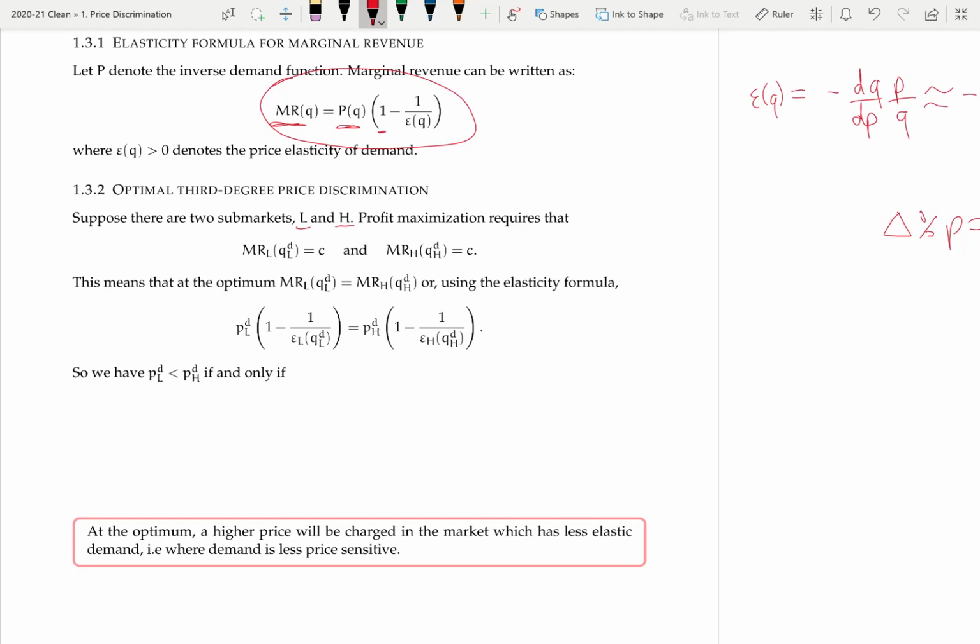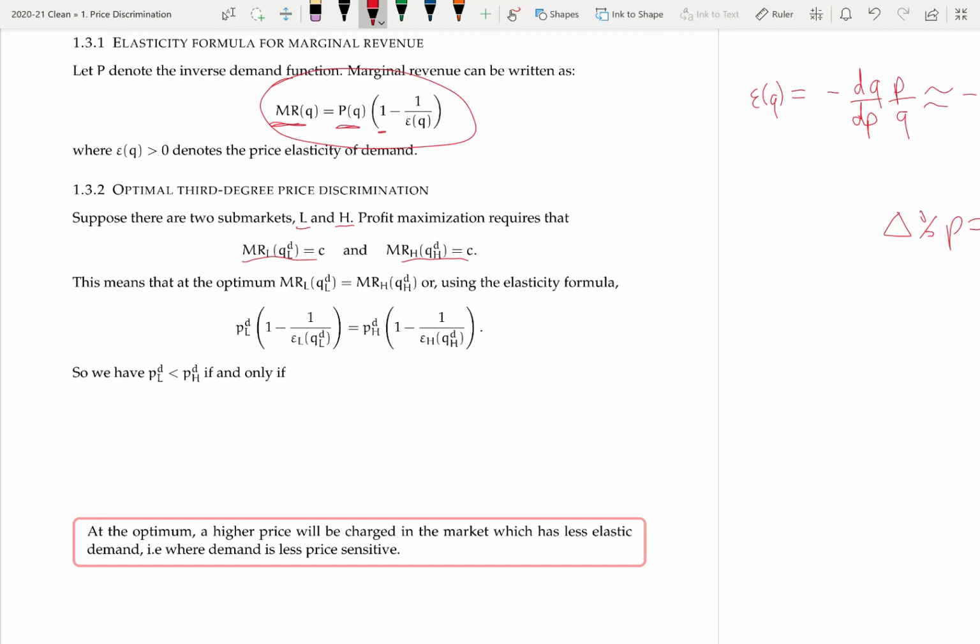Now we know that profit maximization requires that the marginal revenue is equal to the marginal cost. And we're going to assume here that the marginal cost is a constant equal to C. So that means that in each market, so in market L and market H, the marginal revenue has to be equal to the marginal cost at the optimal quantities. So the optimal quantity here in market L I've denoted with a Q_L^D, and the optimal quantity in market H I've denoted with a Q_H^D. So the D here stands for discrimination.